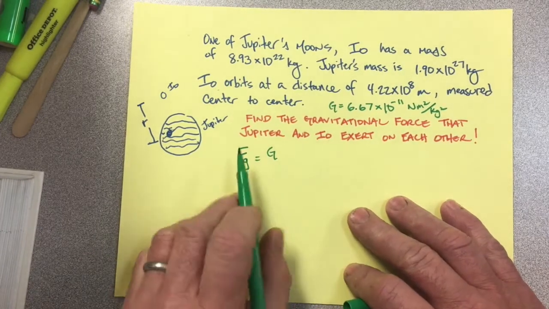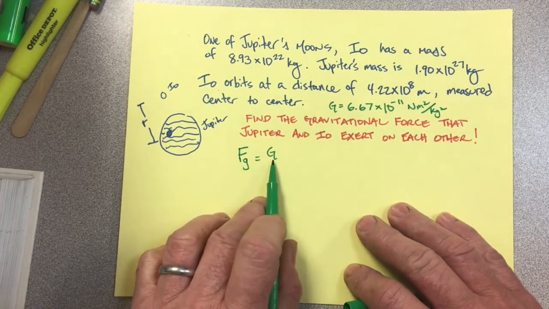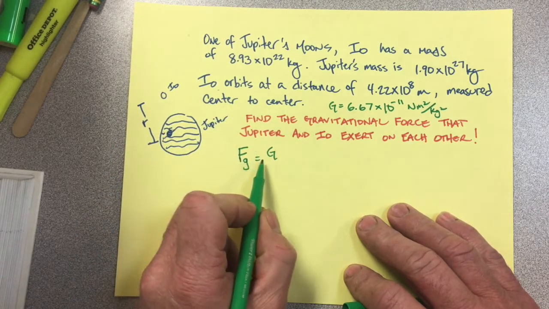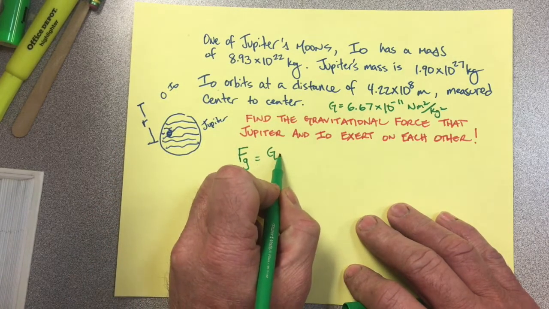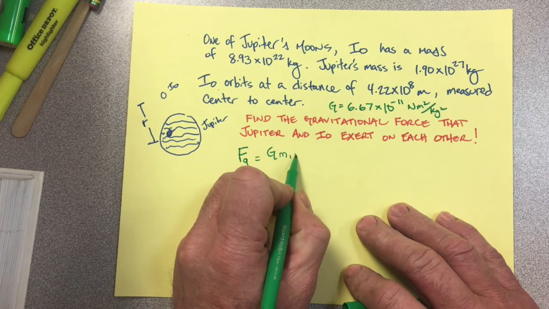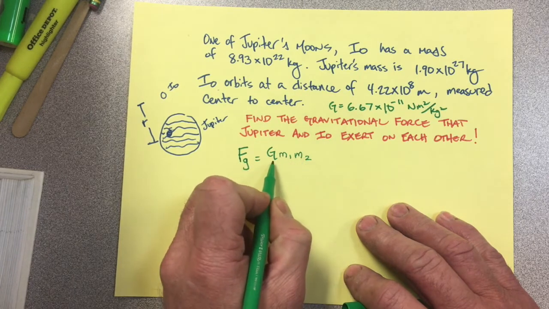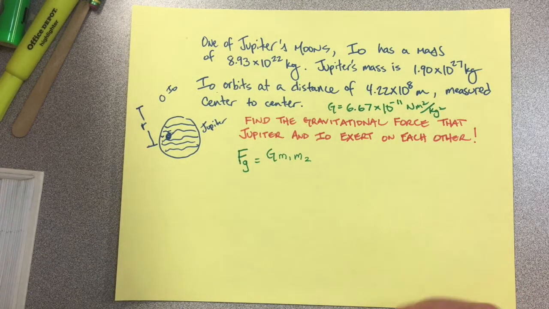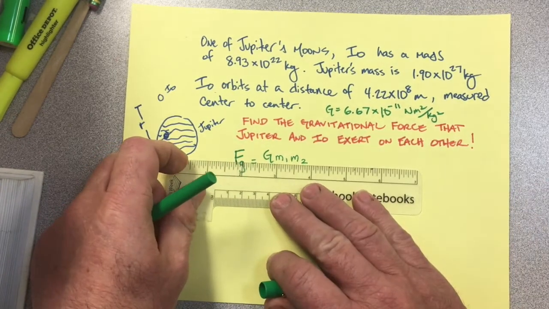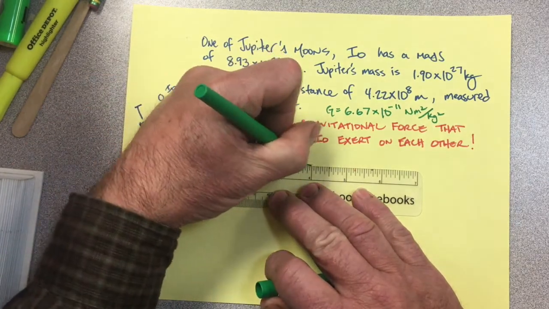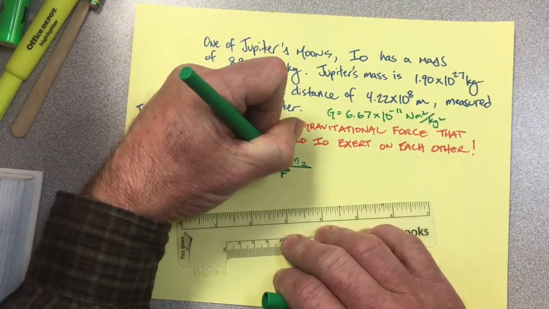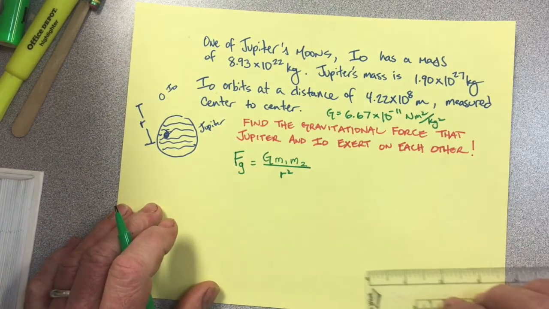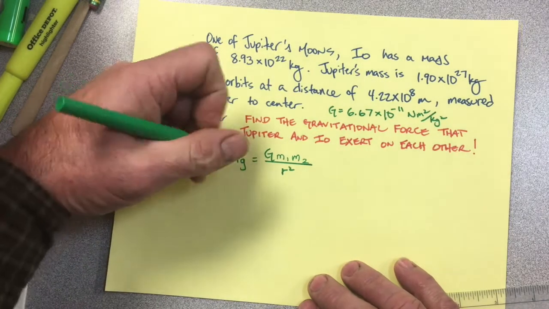At any rate, the force of gravity that Newton's universal law of gravitation gives us says that the force of gravity between any two objects is equal to G times the mass of the first object, the mass of the second object, divided by the distance between the objects squared. The distance separating m1 and m2 squared. So let's go ahead and write down the values we have.